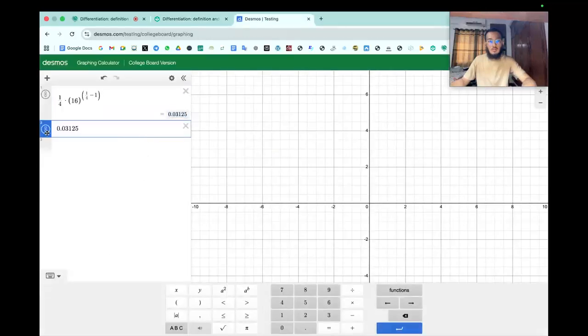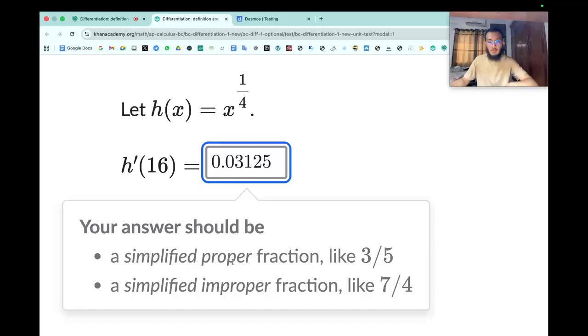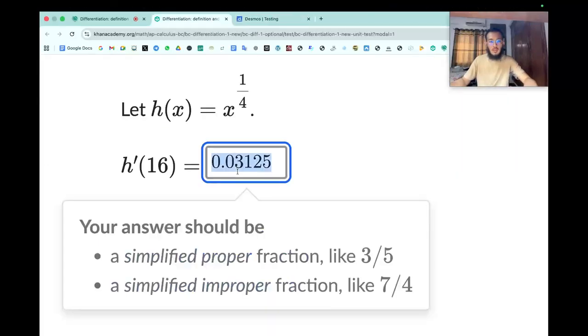So this value could have been written as 1 upon 32, because they want the answer to be in a proper fraction. So we don't want to insert decimals there; we insert 1 upon 32.